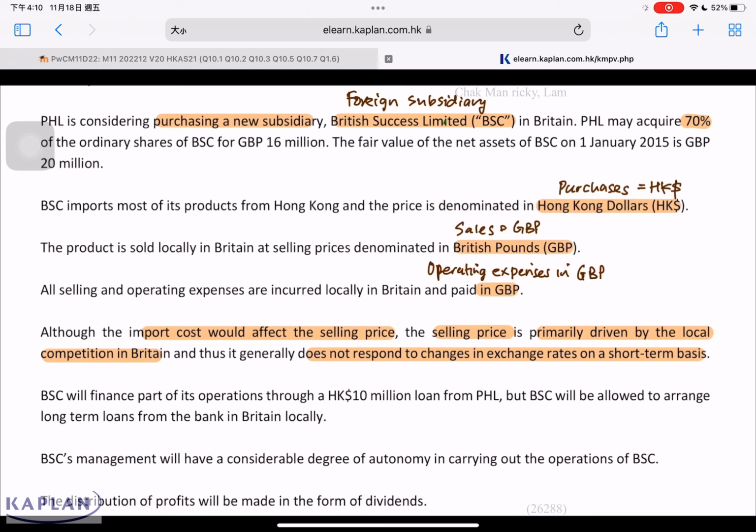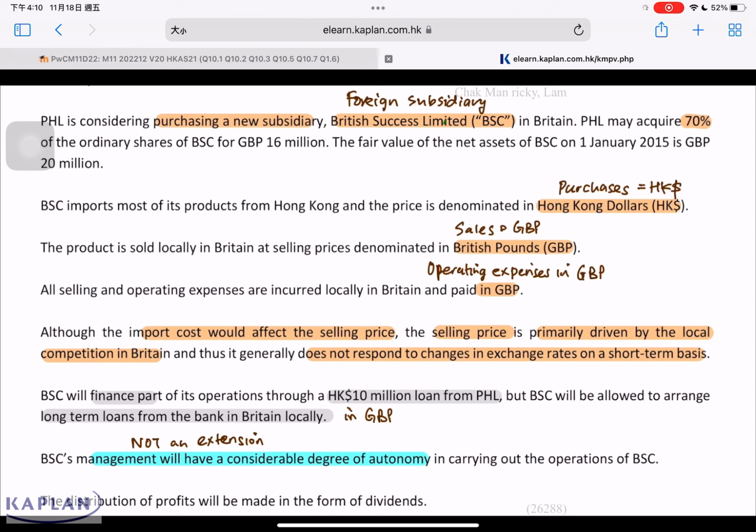Next, we look at the secondary factors. BSC financed part of its operation through a Hong Kong dollar loan from PHL, but BSC was also allowed to arrange its own funding locally, which would be in British pound. By considering the funding activity, the functional currency is not conclusive because the funding can be partly in Hong Kong dollar, partly in British pound. This is very important: BSC management operate independently from PHL while running the operation of BSC. This indicates that BSC is not an extension. If it's not an extension, that means BSC has to consider its own functional currency. You must organize your thoughts.